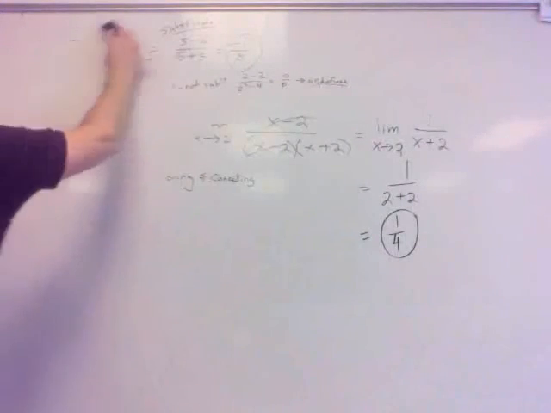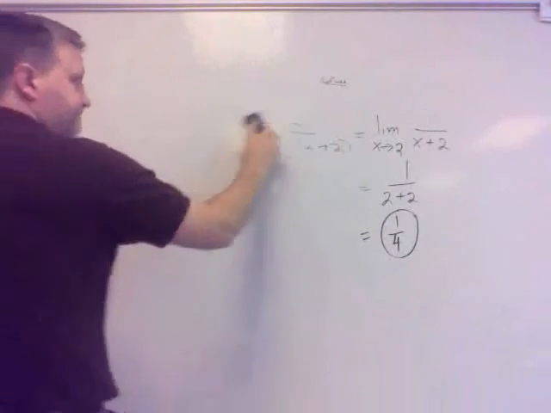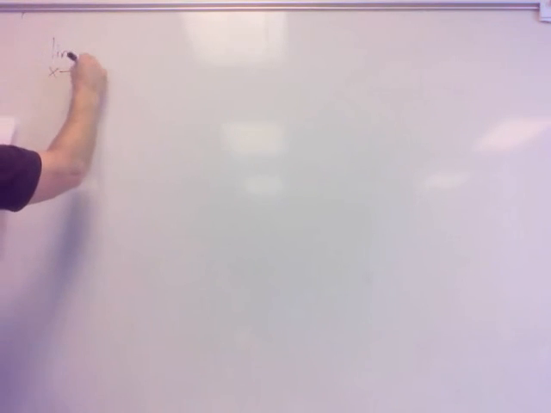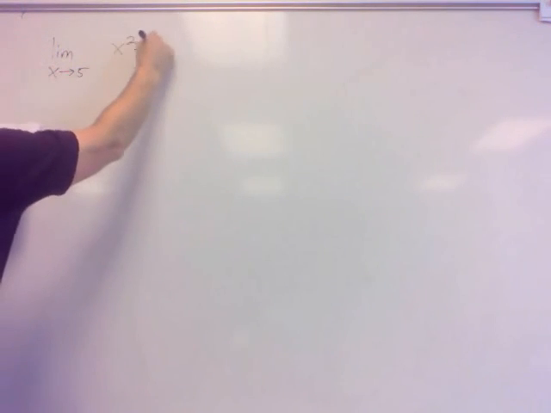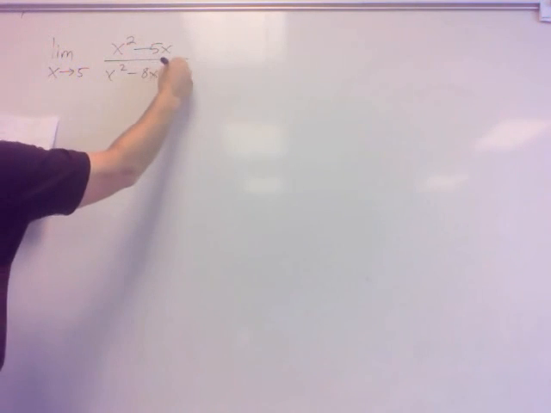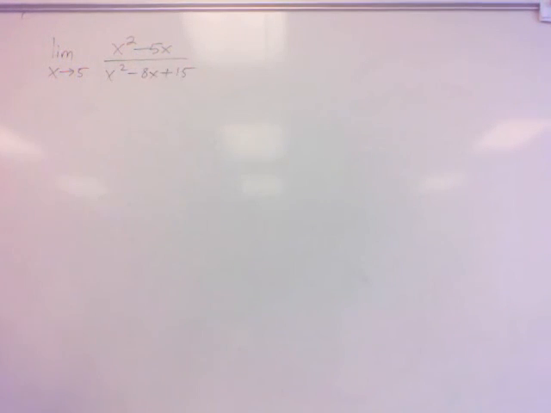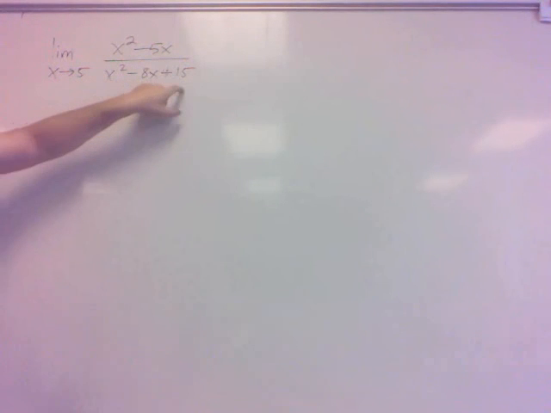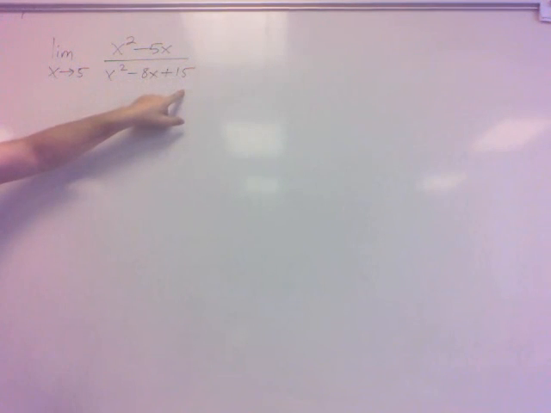So here's another one. How about the limit as x approaches 5 of x squared minus 5x over x squared minus 8x plus 15? Can I substitute there? Well, just look at the bottom. The bottom would be 25 minus 40 plus 15. The bottom is 0, so we can't substitute. You run into that a lot.